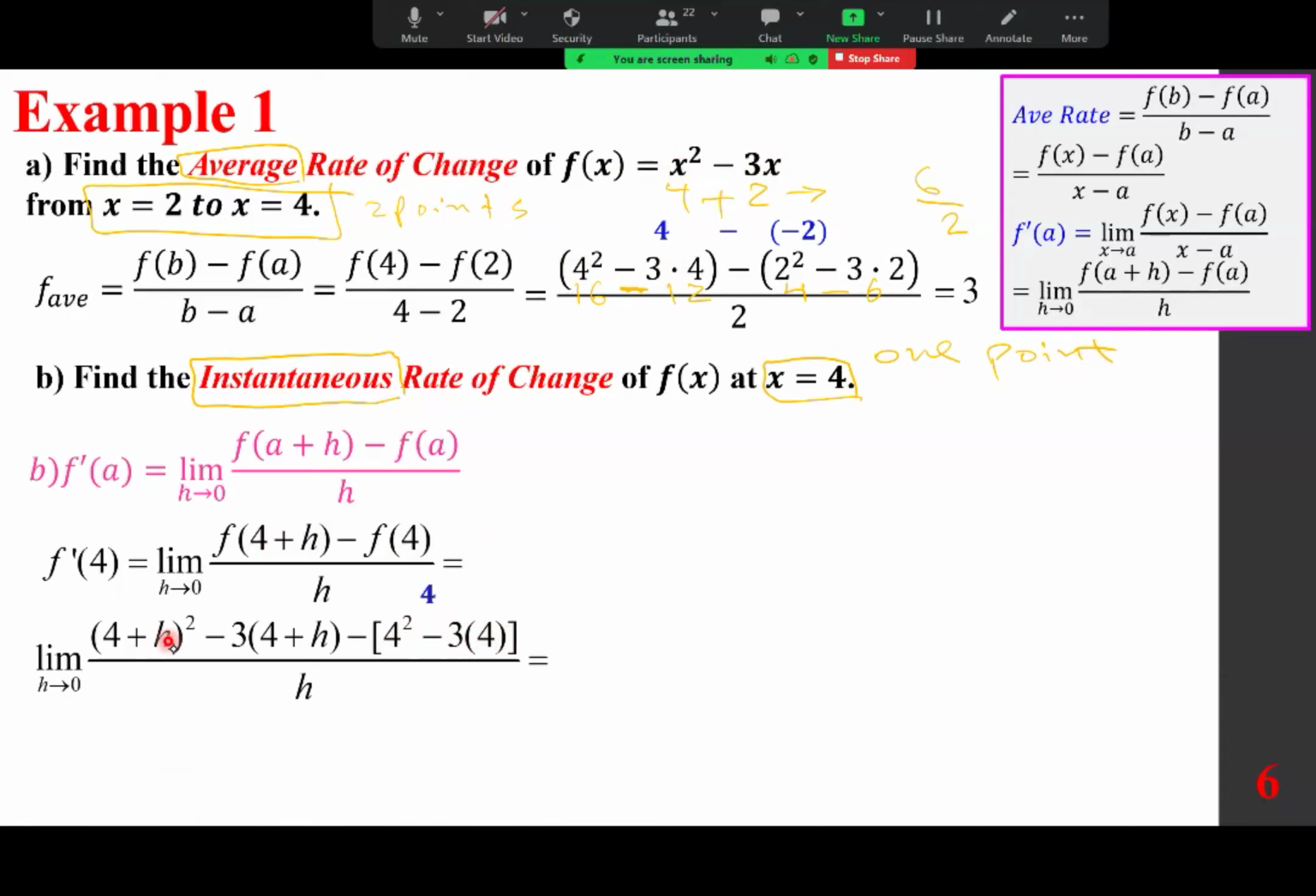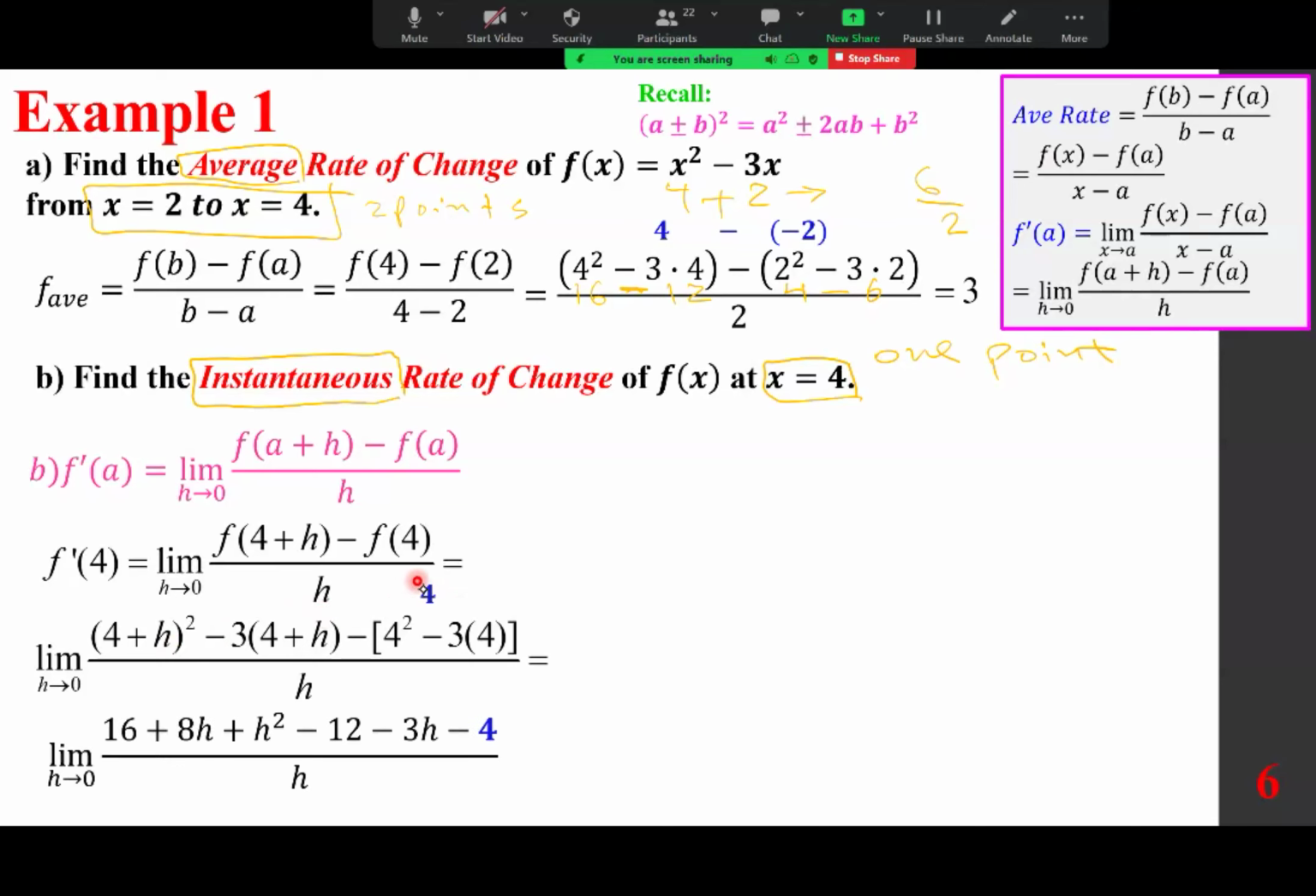But what is 4 plus h squared? I remind you something that you should know. A plus minus b quantity squared is a squared plus minus 2ab plus b squared. So this one is 4 squared, which is 16, plus 2 times 4 times h, which is 8h, and this is h squared. Minus 12 minus 3h, and finally this 4 gives us minus. We look at the numbers, and the numbers only for now. In one shot, 16, negative 12, and negative 4, they add up to 0.